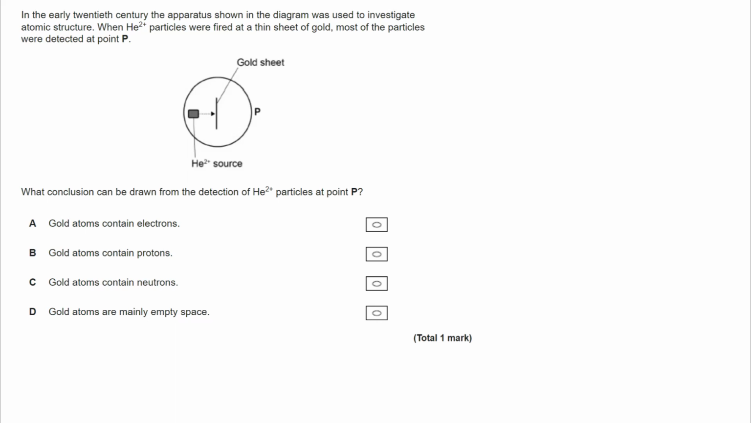So we have got here the idea that He2+ particles are being fired at a thin gold sheet, and we're seeing that most of them pass through to P. Now it's important to point out that in this case, every single one of the answers is true. A, B, C and D all are valid. Gold does contain electrons, protons and neutrons, and gold atoms are mainly empty space. But what this experiment actually tells us and proves to us is that gold atoms are mainly empty space, because those He2+ particles are not being prevented from carrying on directly forward to point P.